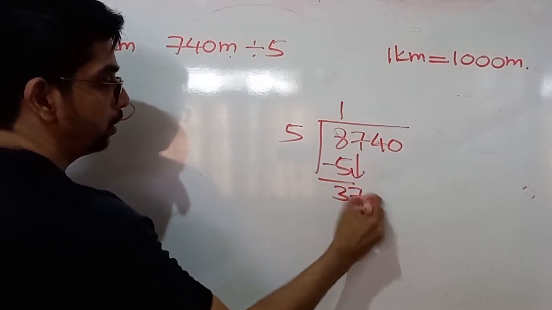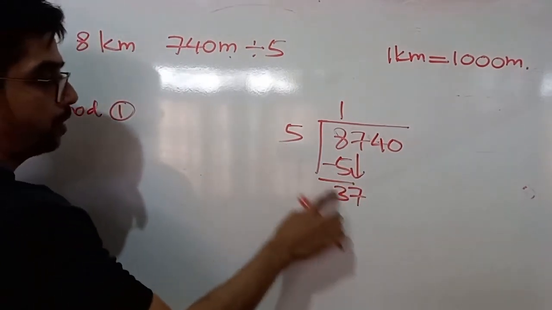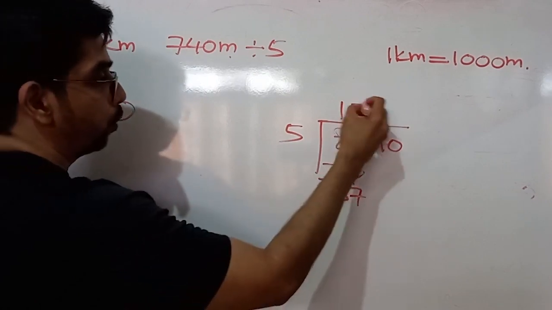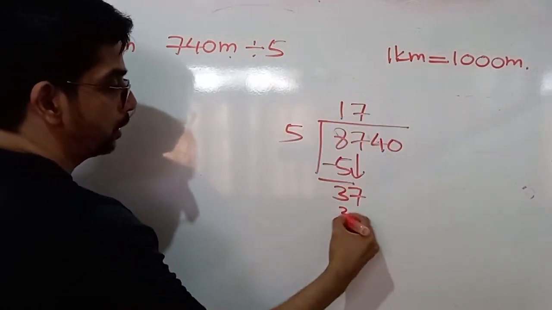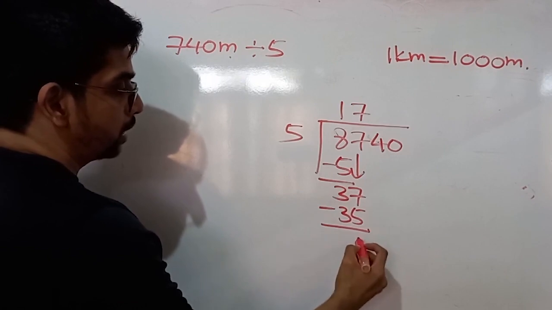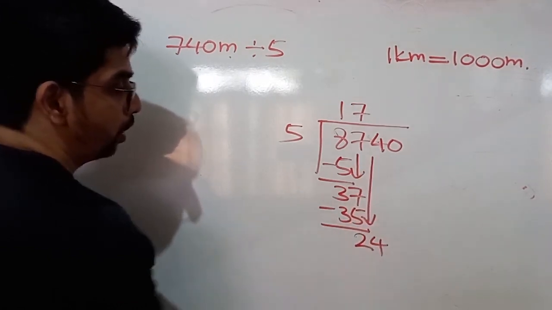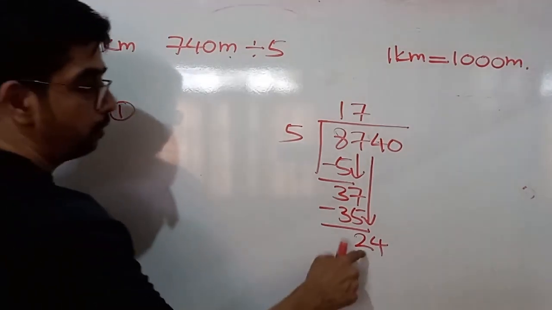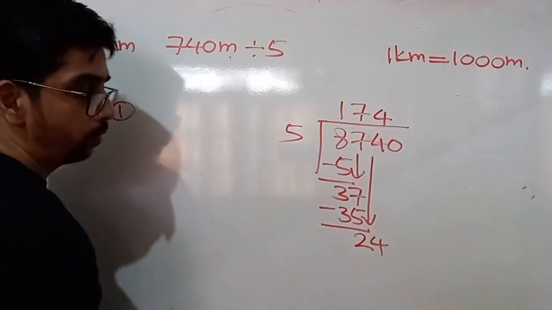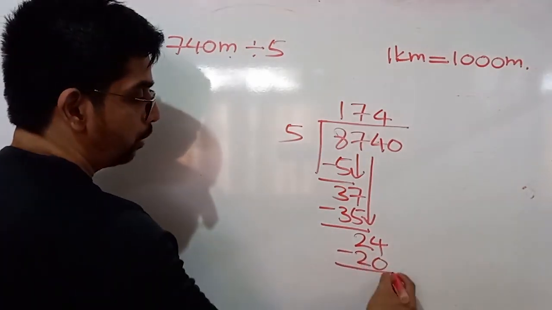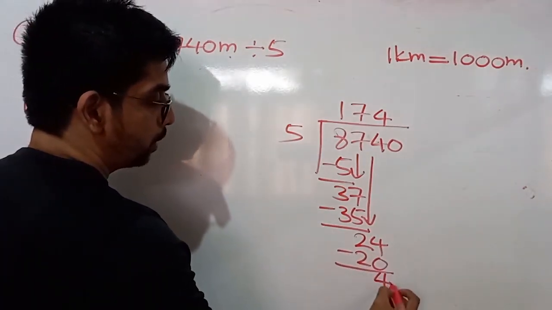Now get the 7. How many 5s are there in 37? We can go up to 7. 5 times 7 is what? 35. 37 minus 35, we get what? 2. Now get the 4. How many 5s are there in 24? We can go up to 4. 5 times 4 is what? 20. 24 minus 20, this becomes what?